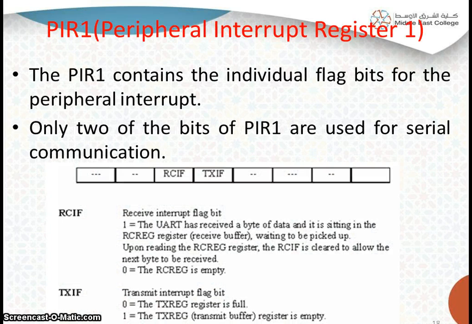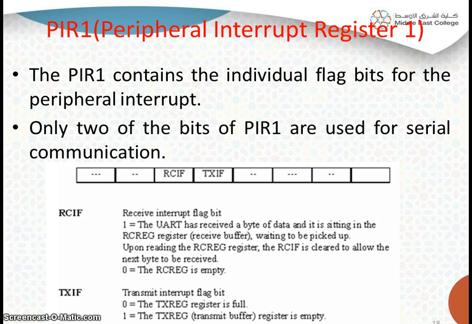The last register which is used in serial communication is the PIR1, that means Peripheral Interrupt Register 1. This has individual flags which act like the status of transmit and receive. Only 2 bits are used in this: bit 5, that is RCIF, and bit 4, that is TXIF. RCIF is the receive interrupt flag bit and TXIF is the transmit interrupt flag bit.